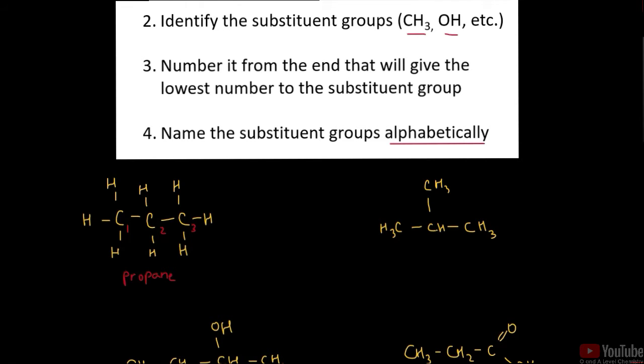This is not a displayed formula, but you get the idea. You should be able to imagine how the displayed formula of this should look. So the longest possible chain, I can number it from here, 1, 2, 3. So I can see there's a branching here. So this is the substituent group here, which is a methyl group. Consequently, I can also number it from this end, 1, 2, 3. And either way, the substituent group is always on the second carbon, so it doesn't matter which side I number it from. So this is the methyl group.